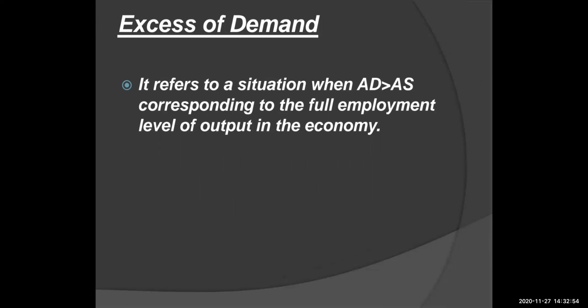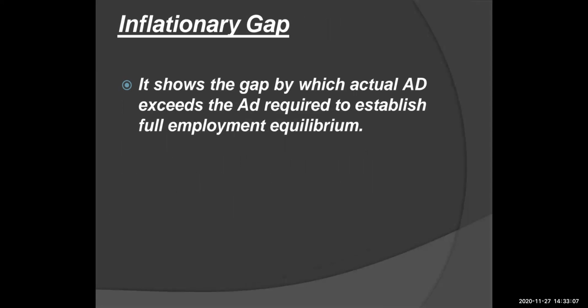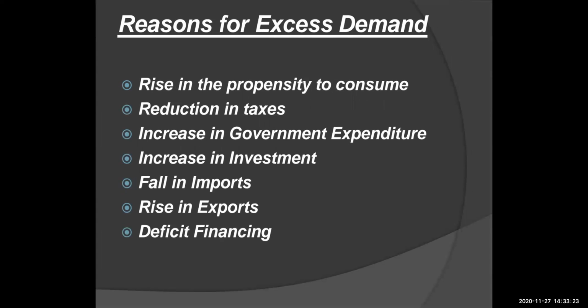And excess demand refers to the situation where aggregate demand is more than supply, corresponding to full employment level of output in the economy. And when we talk about inflationary gap, it shows the gap by which the actual aggregate demand exceeds the aggregate demand required to establish full employment equilibrium. Now, what are the reasons for this excess demand? When we say that aggregate demand is more than aggregate supply, what are the reasons for excess demand?